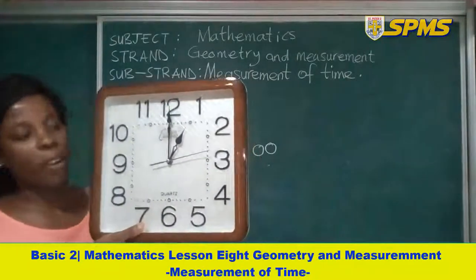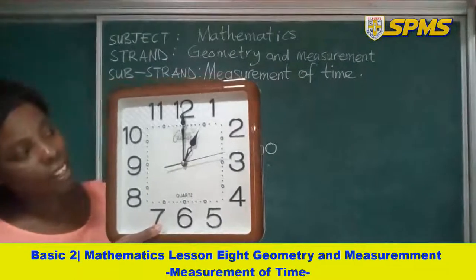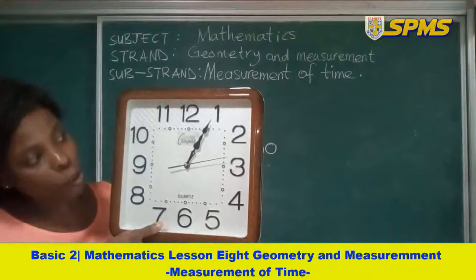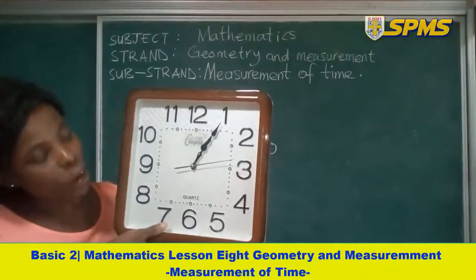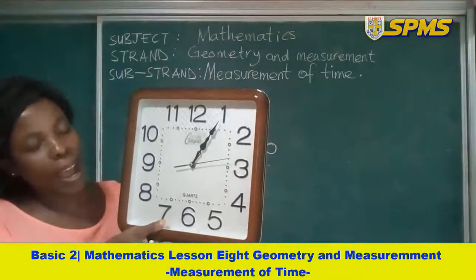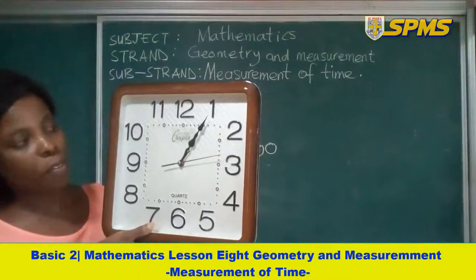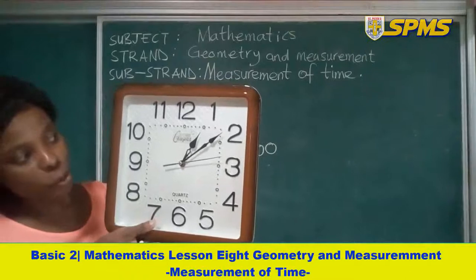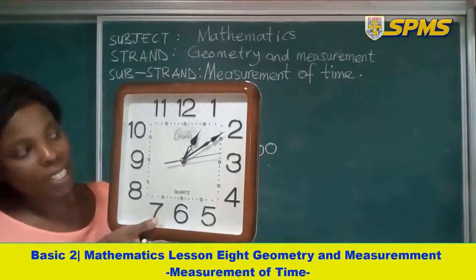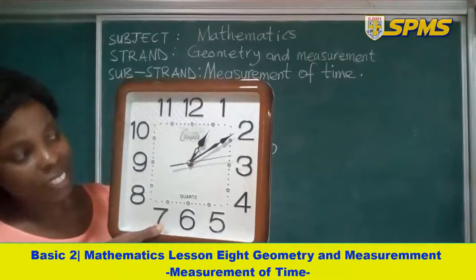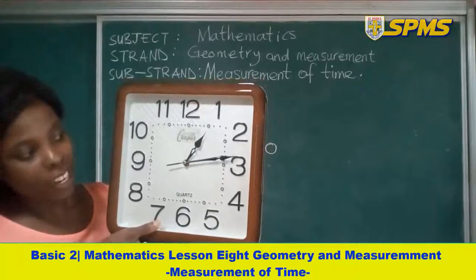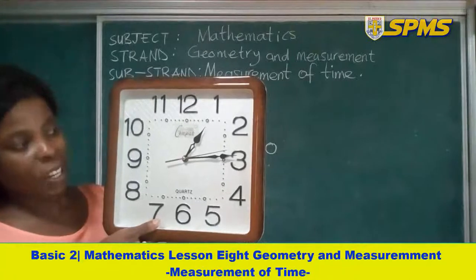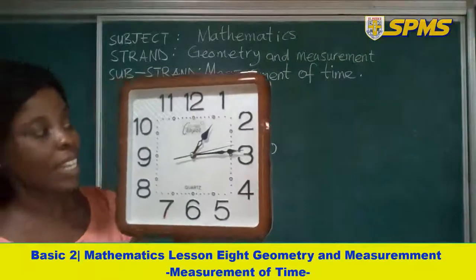Now look at the clock very carefully. The minute hand is moving from 12 to 1. So how many minutes has gone by? 5. It's going to move from 1 to 2. How many minutes? 10. From 2 to 3. How many minutes? 15.